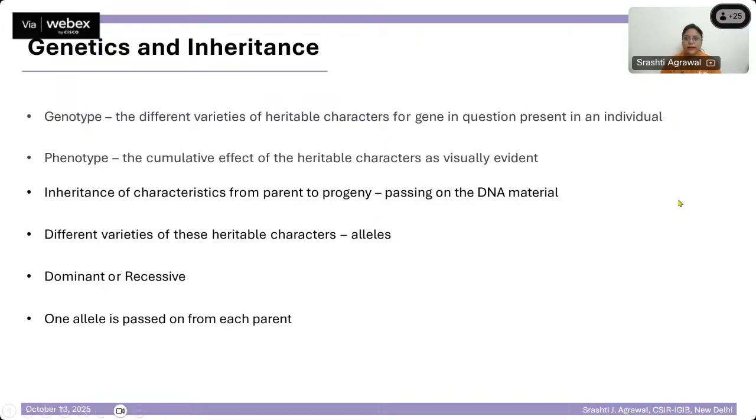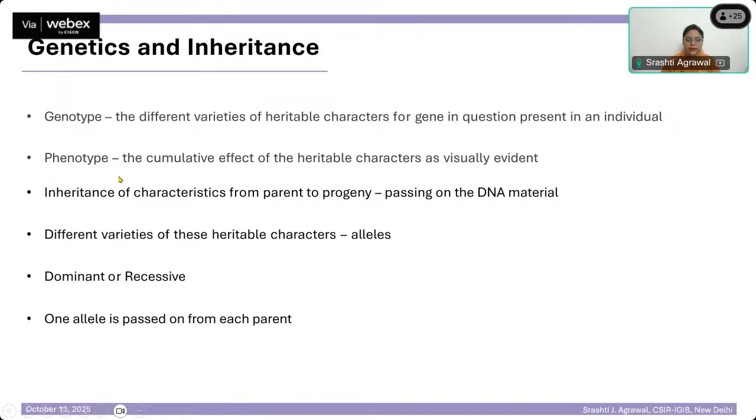Now, let's go a little bit deeper into the genetics and inheritance of these genetic variants. First of all, if a person has a specific genetic variant and we want to refer to that variant, we would call it a genotype. That is, the different varieties of heritable characters for the gene in question present in an individual. For example, in gene A, mutation B is present. Then the genotype would be A.B. There are specific nomenclatures for this, given by HGVS, which are called HGVS IDs.